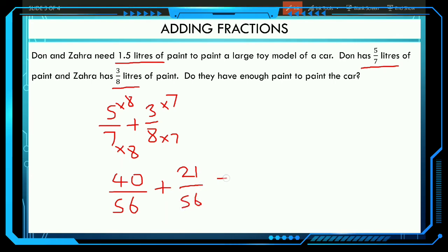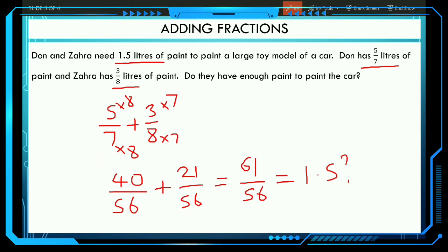So what we have here now is the denominators are the same. So I'm just going to quickly write that because I know that's going to stay the same. And we just add the top numbers. So what do we get? We get 61 over 56. So what we need to find out here is, does 61 over 56 equal 1.5?